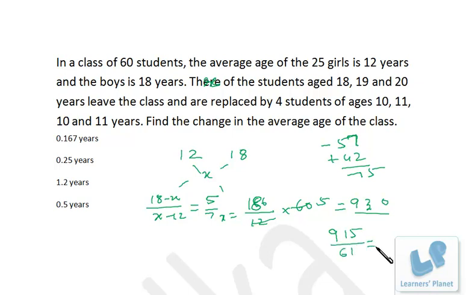61, right? So 15 into 61 is 915. So the initial average was 186 by 12, that is 15.5, and the new average is 15. That means the loss is 0.5 years.